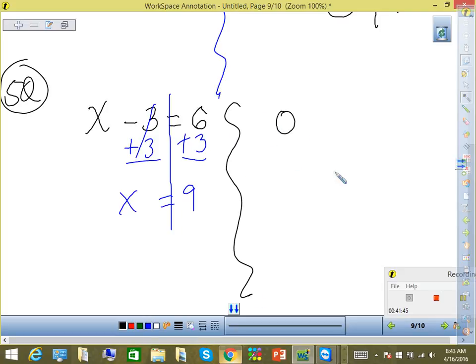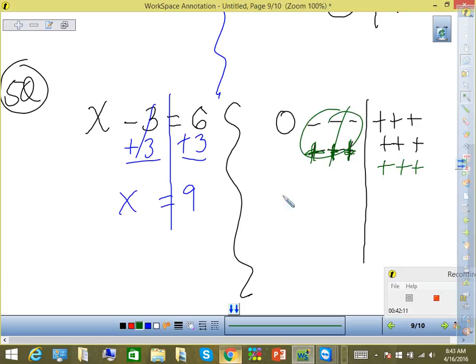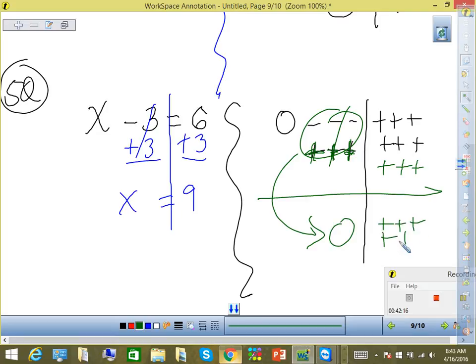1 cup, 3 negatives, 1, 2, 3, equal sign. 1, 2, 3, 4, 5, 6. So far so good? All right. How do we cancel these 3? 1, 2, 3. Whatever we do to one side, we do to the other. And then we got 1, 2, 3, 4, 5, 6, 7, 8, 9. Are we doing good? All right.